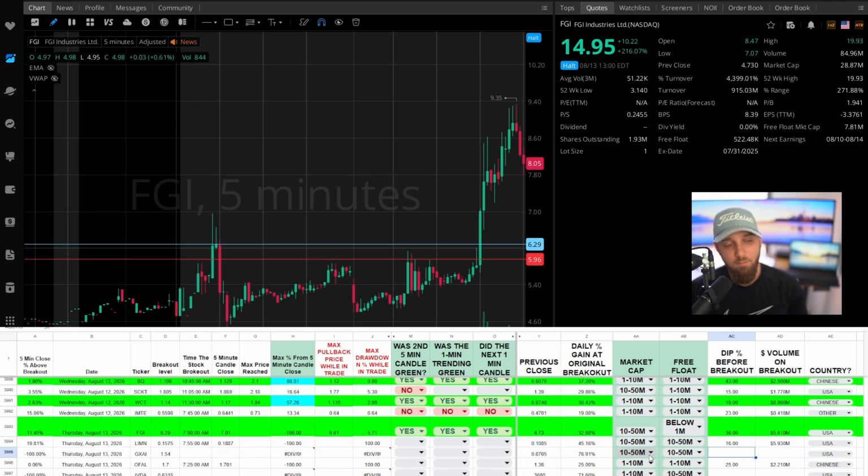Because right now my cutoff point is 10 million. But the real cutoff point may be 12 million and maybe 13 million. It may be more of an odd number. But currently right now, that's how I'm currently tracking it. After that, we have the dip percentage before the breakout.